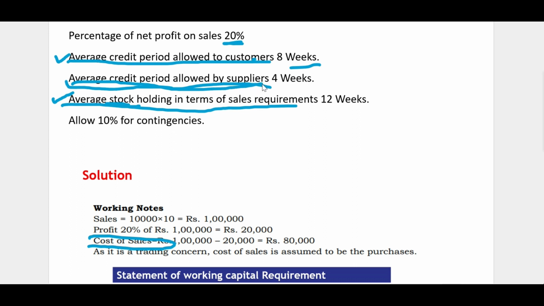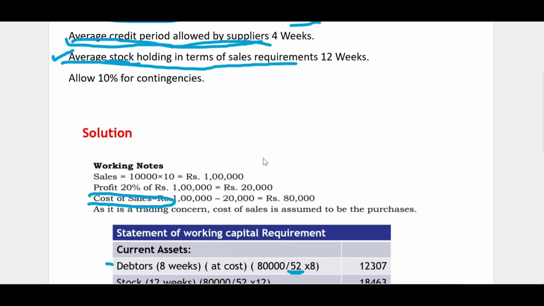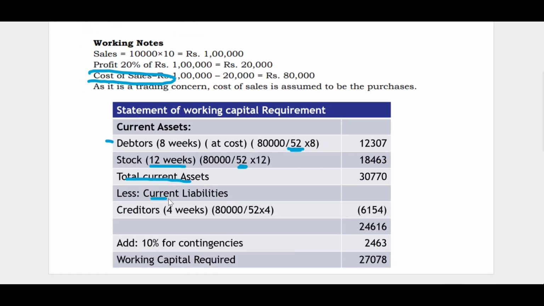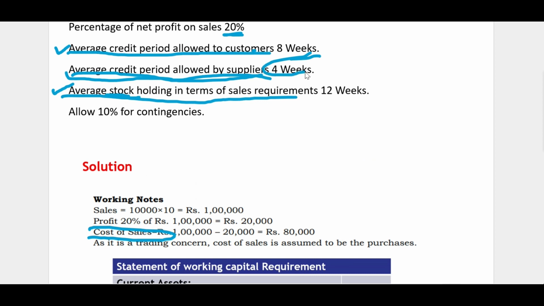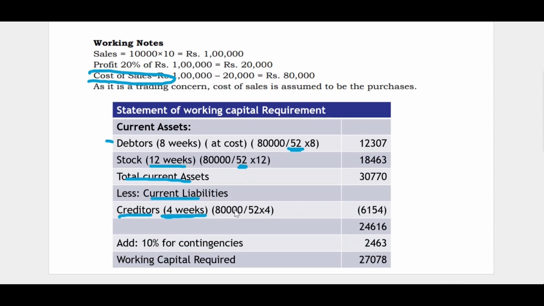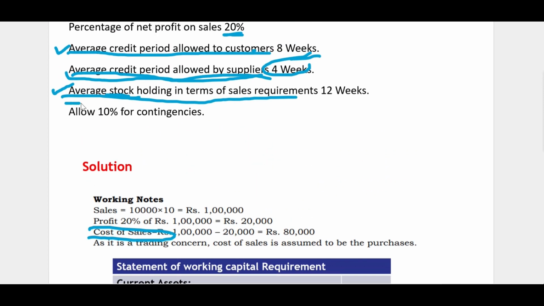As I told you before, it is considered to be creditors, and the creditors is classified to be current liabilities. So I put it under less current liabilities, creditors, which equals, as mentioned in the information, 4 weeks. So 80,000 divided by 52, which is the number of weeks in 1 year, multiplied by the 4 weeks will be equal to 6,154.